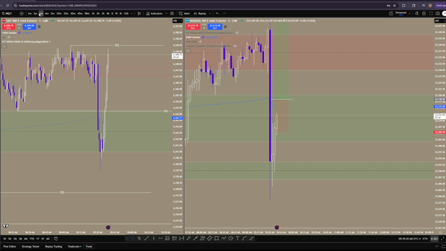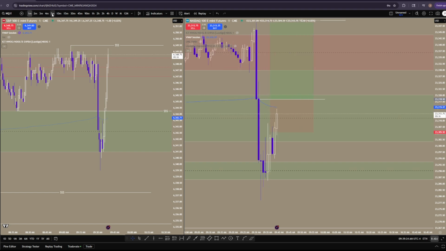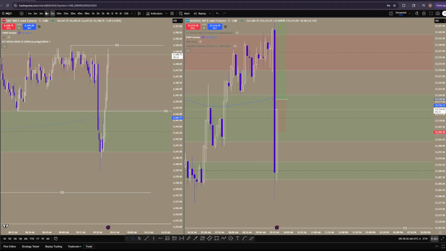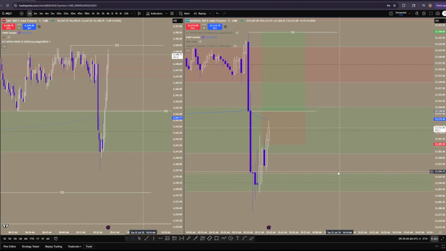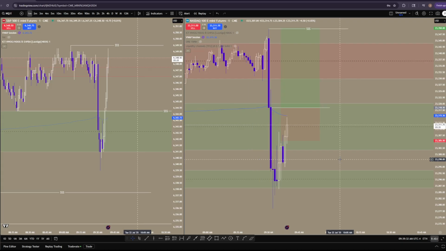So now we have a 4-minute, a 3-minute, a 2-minute, and a few 1-minute fair value gaps right above us. And we could be forming a 5-minute as well with SMT. So that might keep me out of jumping into this.